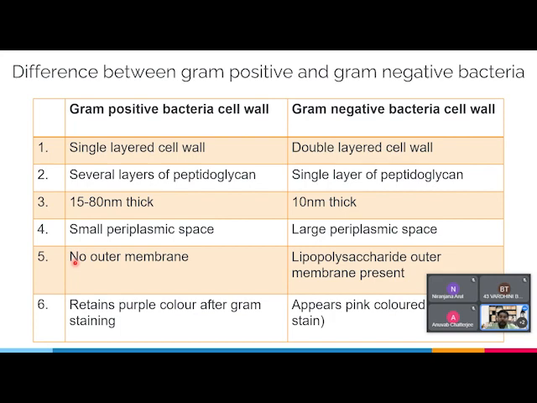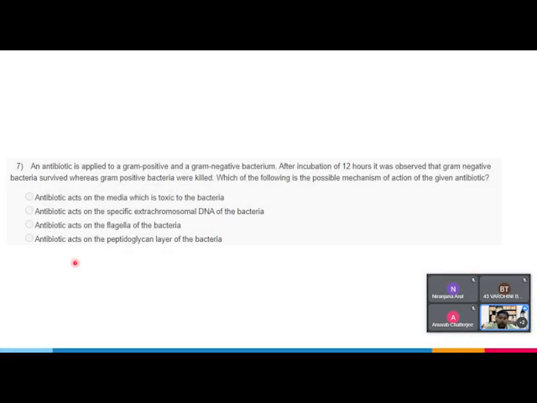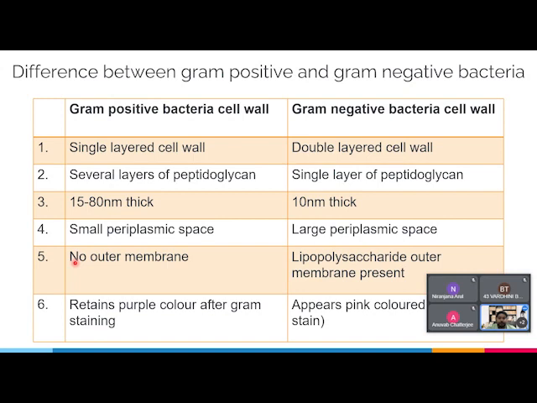Essentially, the only difference between the two types of bacteria given in the question is that one of them is gram positive, the other is gram negative. So let us first learn what exactly is the difference between gram positive and gram negative bacteria and try to understand what can be the possible action of the given antibiotic.